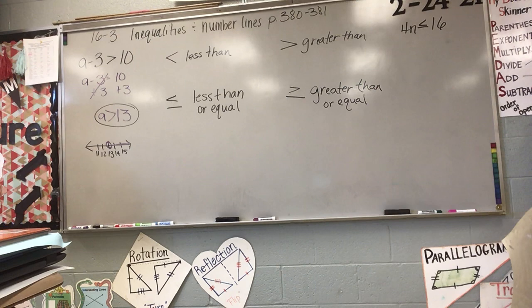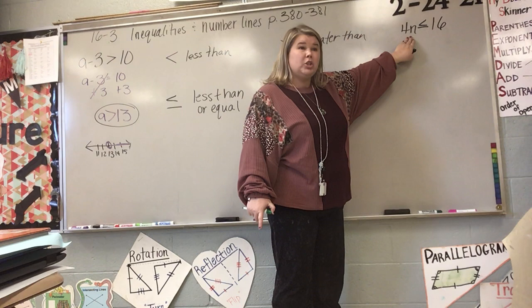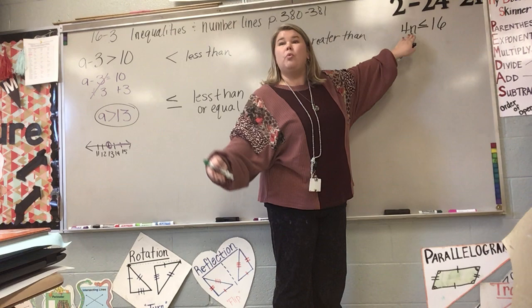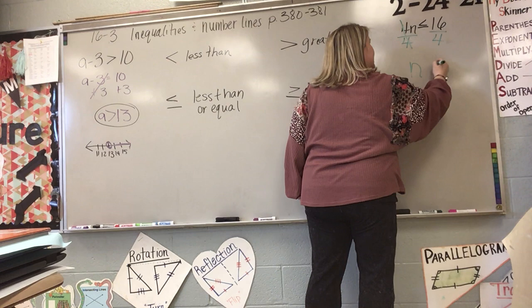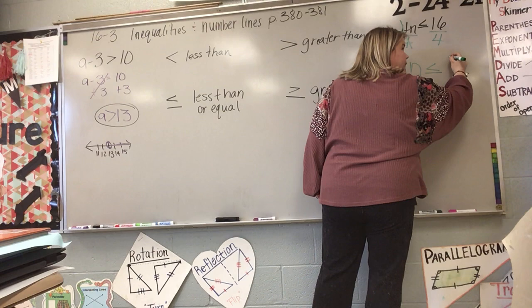What do we got to do in order to find out what n is? Plus 4? No, you don't. What's happening here, guys? Oh, multiplying. They're sitting beside each other. They're having a good time. So what do you have to do in order to get n alone here? Divide. I'm going to divide both sides by 4. This cancels out, leaves me n is less than or equal to what?